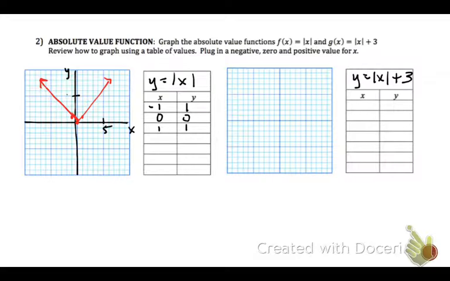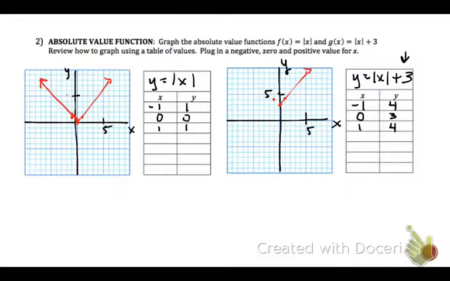Now this graph's going to be in a little bit different position because of this value. So let's plug in negative 1, 0, and 1 again. Absolute value of negative 1 is 1, plus 3 is 4. 0 plus 3 is 3. And then absolute value of 1 is 1, plus 3 is 4. Draw your xy axes, label your scale, and then plot your points. So negative 1, 4, 0, 3, 1, 4.